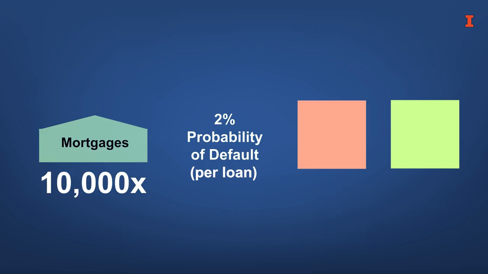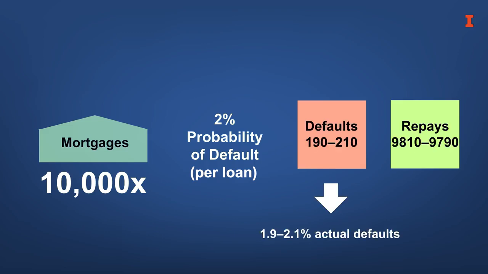Now consider a pool with 10,000 of these mortgages. With a probability of 2% of default, you expect 200 defaults. This time your expectation is likely to be fairly accurate. There may be 190 or 210 defaults, but this is 1.9 or 2.1%. This is very close to your expectation.